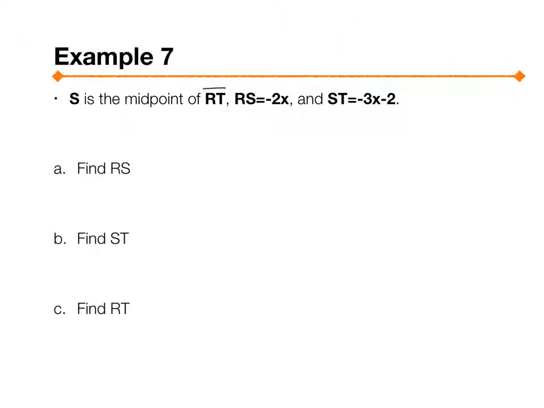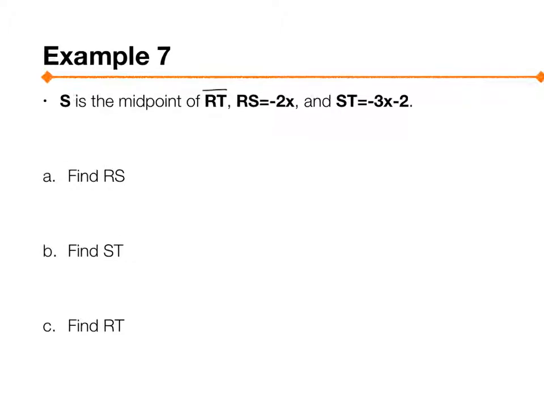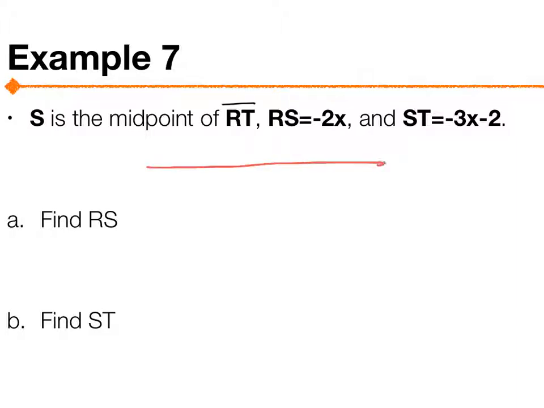S is the midpoint of RT. RS is equal to negative 2x. ST is equal to negative 3x minus 2. So we have segment RT, and S is the midpoint. So we know RS is congruent to ST. RS is negative 2x, and ST is negative 3x minus 2.